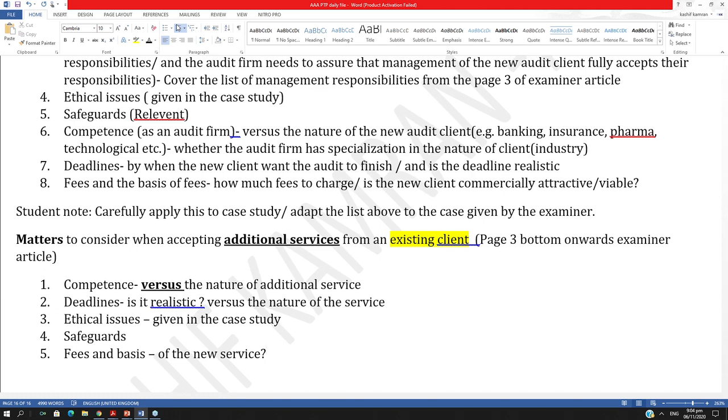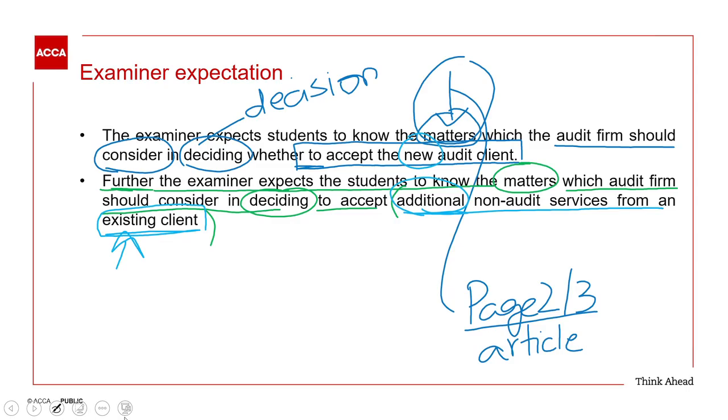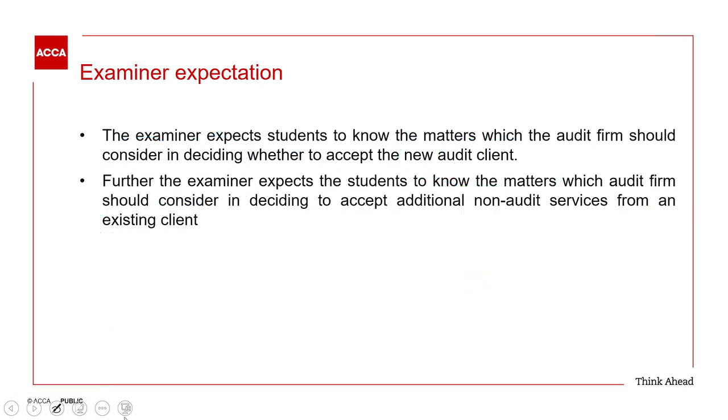Right? So please revise this checklist, and please ensure you read the examiner article. If you read the examiner article and you revise the checklist given in front of your screen, will you be prepared to answer the question of the examiner? Just read what's coming in front of your screen. Bullet number 1 and bullet number 2, and tell me, are you prepared to answer bullet number 1 and 2 in the exam paper?